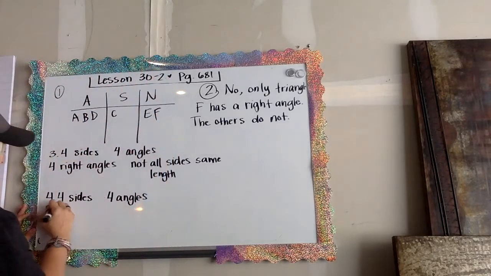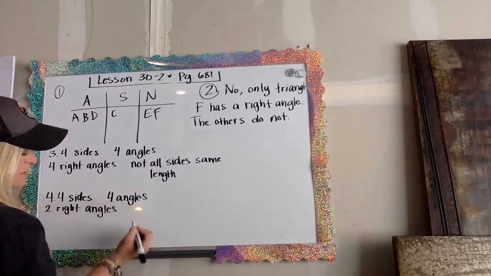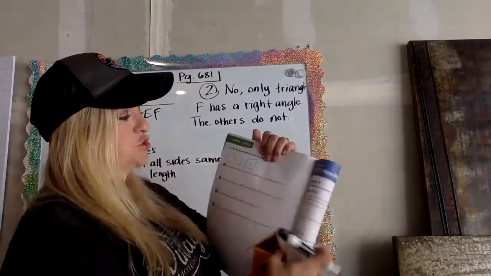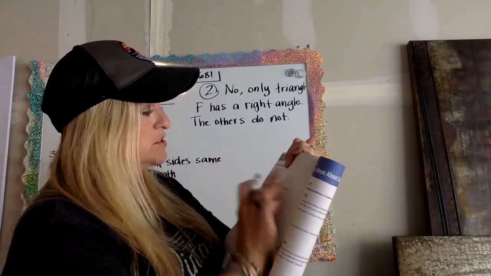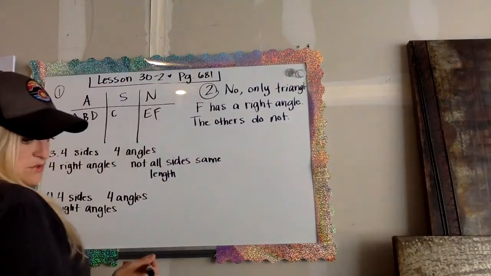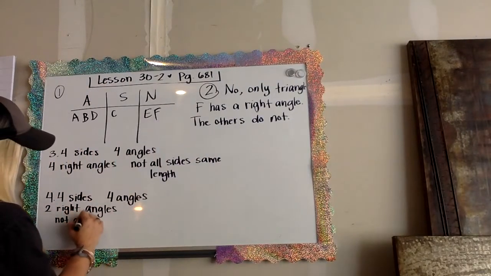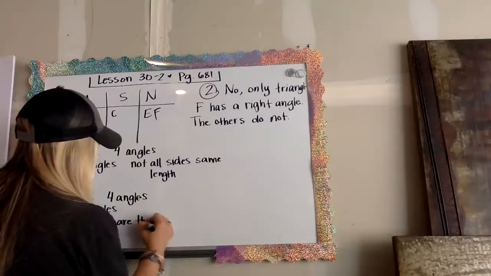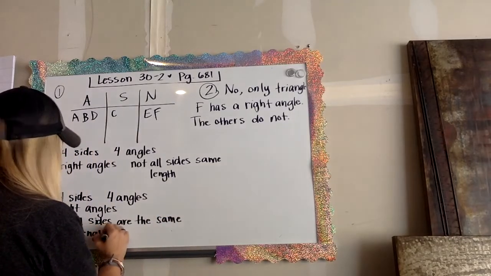So it has 2 right angles. And then it also has, if you take your ruler and you measure it, this is about 1 inch long and this is 1 inch long as well. So it has some sides that are the same. So you would also say not all sides are the same length. Now that was number 4.